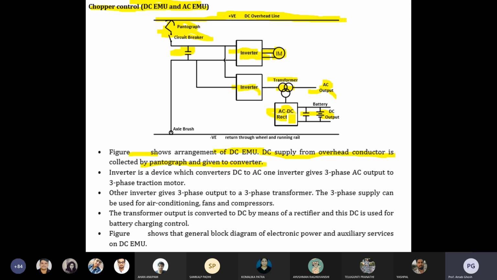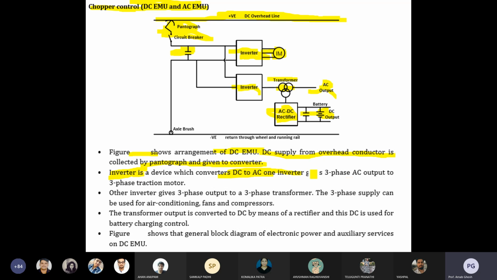It is not directly a rectifier. It is an AC to DC bidirectional converter. So the battery can be charged through this path as well as discharged. That's why it's a bidirectional converter. An inverter is a device that can convert DC to AC.